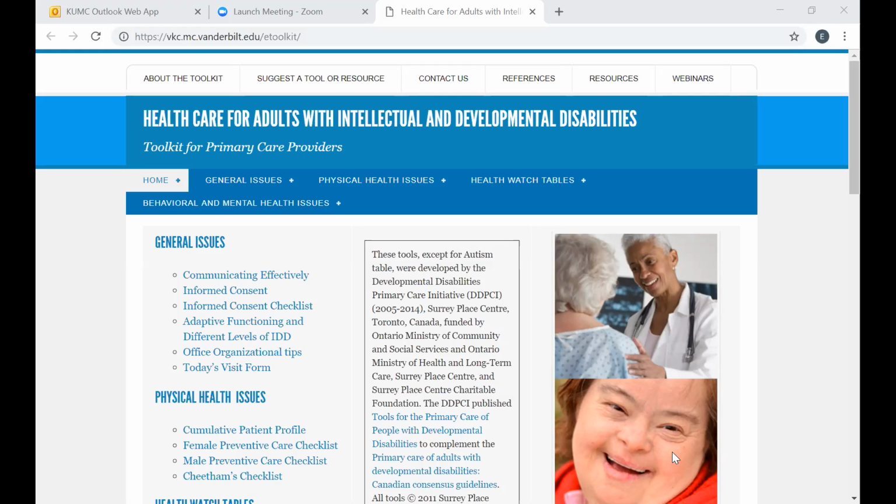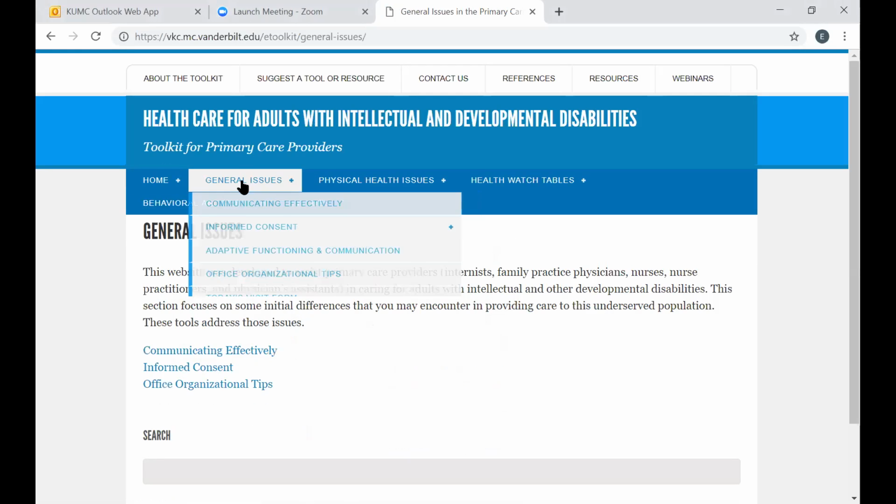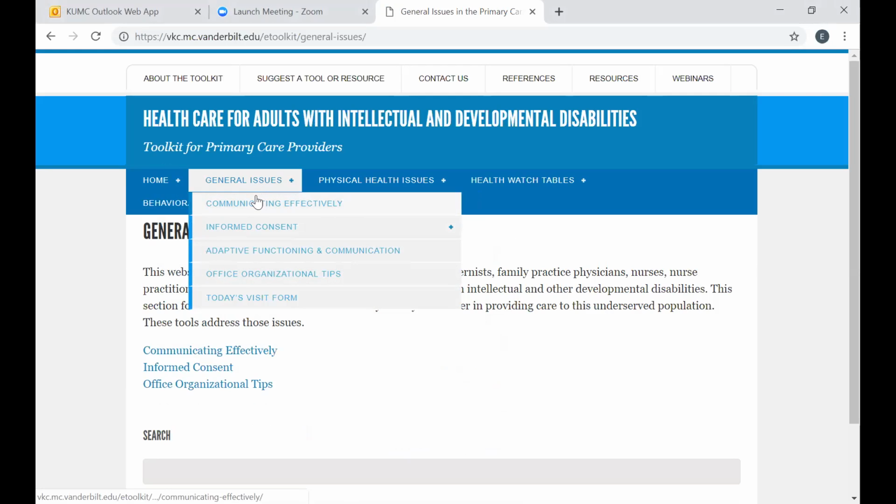individuals. So the first thing I wanted to show you is under this tab, maybe. Okay. So under the general issues tab, there is, how much time do we have? We have quite a bit. We have quite a bit of time. Okay. So I was going to go to the adaptive, I've kind of ranked them in order of importance.